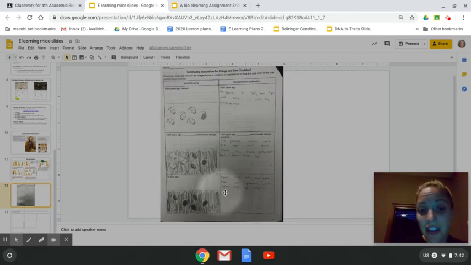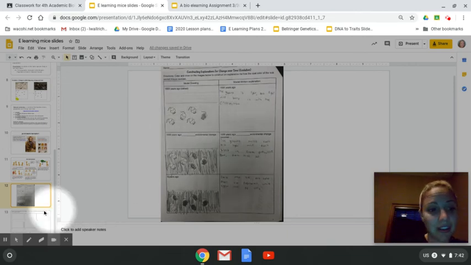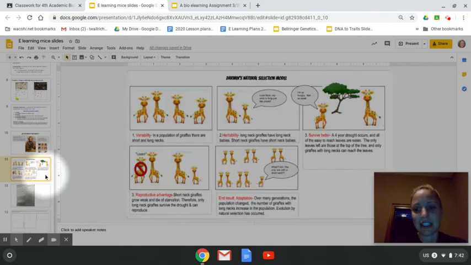In fact, if I look at this one, they don't really have that variation is important. They don't have that it has to be heritable, and they don't really explain reproductive advantage. So what would that look like if you did do this? Well, here's the example I did for you guys.